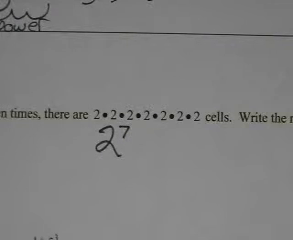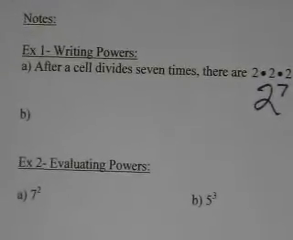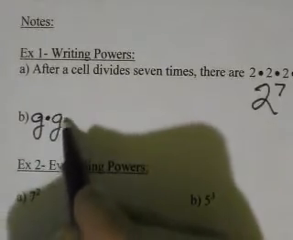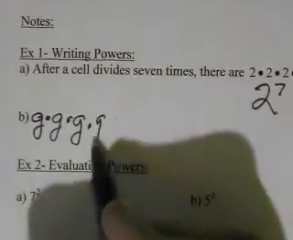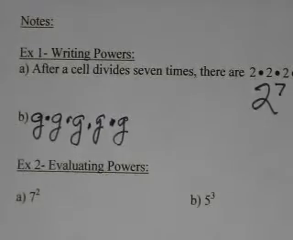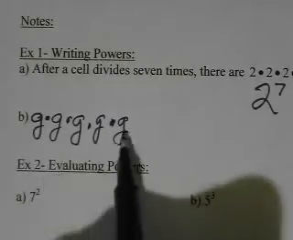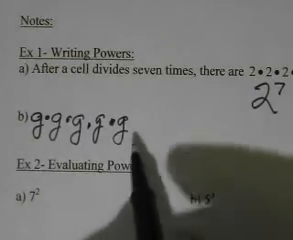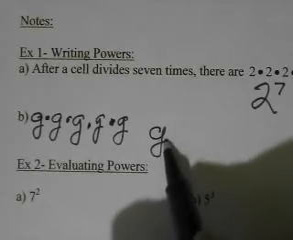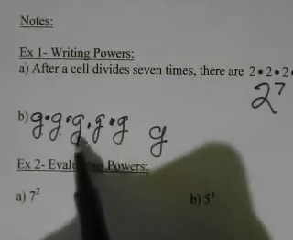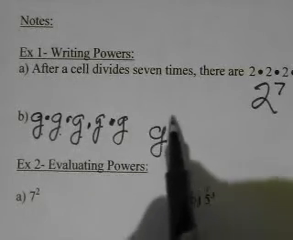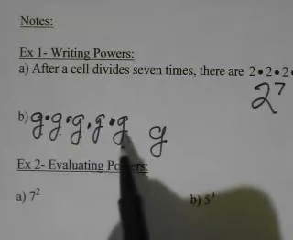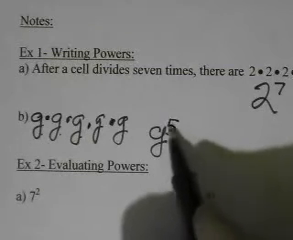Let's see one with variables, since we just learned about variables in our last lesson. G times G times G times G times G. First you've got to figure out what the base is and what the exponent is. The base is the G, since that's what's being repeated over and over again. The exponent, the little guy up top, is how many G's you have: 1, 2, 3, 4, 5. The exponent is 5.